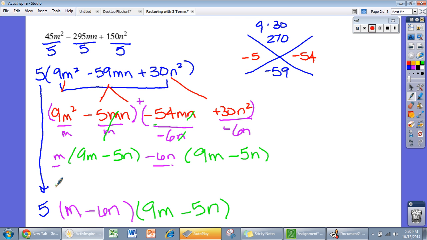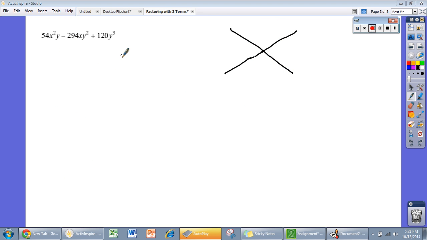All right, let's take a look at our third and last problem. Here we are at our third problem, maybe a little more complicated than the previous. Let's see what we can factor out, because that's where we always need to start. Looking at my numbers, I decided that I can factor out a 6y.